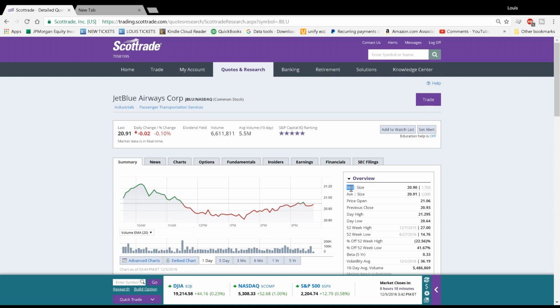The bid is going to be what's best for the seller. So the bid means that there's somebody out there right now that wants to buy 1,700 shares at $20.90. The bid that you see is always going to be what's best for the seller. Remember, the seller wants the highest price possible for his stuff. So the bid that you see is going to be the highest bid available in the marketplace at the time, which right now is $20.90, 1,700 shares.